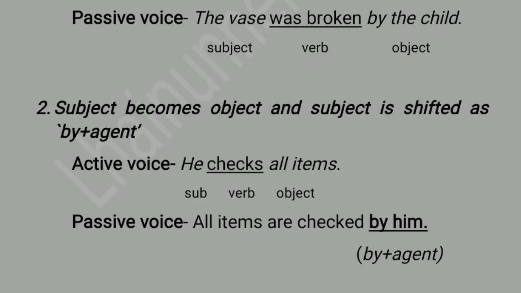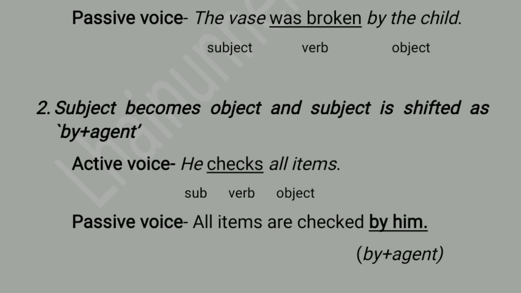Okay, now the second rule we have here is subject becomes object and subject is shifted as by plus agent. So in the first rule, object becomes subject, and according to the second rule, subject becomes object, and the subject is shifted from its initial position to the object position by using by plus agent. Okay, now let us see the example.